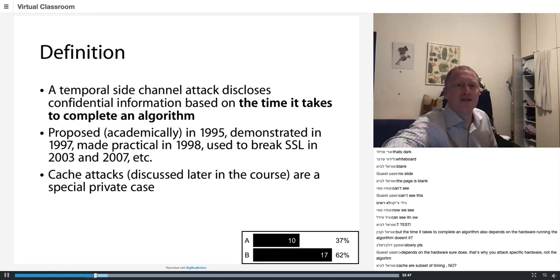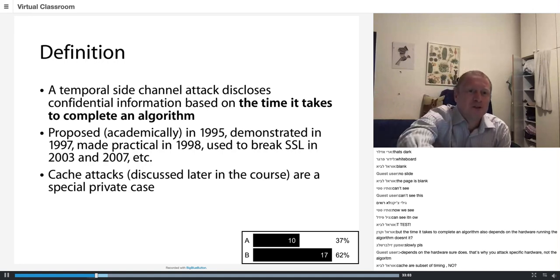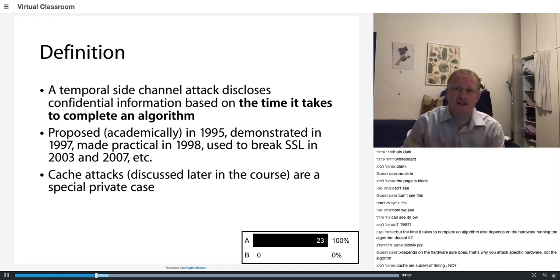But now, please answer. Which one of these attacks is probably easier for an attacker to launch? So A, the timing attack, and B, the cache attack. Which one is easier for the attacker to launch? So there is a good consensus here that indeed the timing attack is easier to launch because you don't need all sorts of very deep insights into the system.